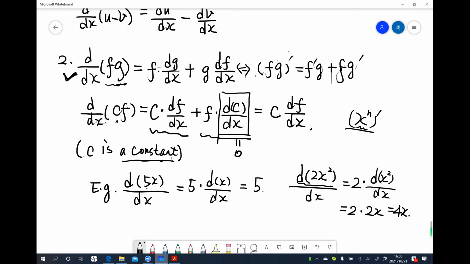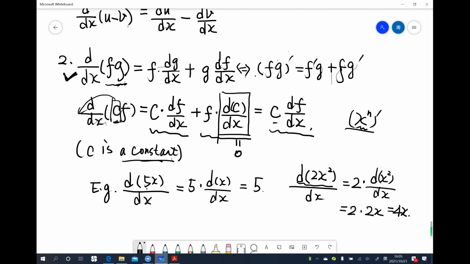Okay. So here, if C is a constant, we can just take this constant outside, do the derivative of the function, then don't forget to multiply by the constant at last. Okay? So this is the second rule, the product rule.